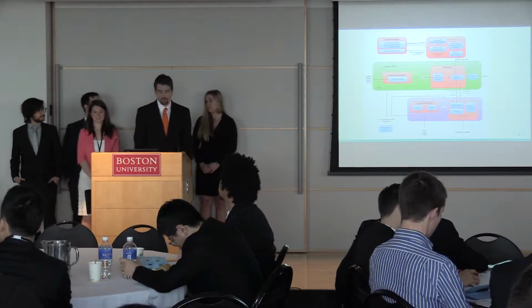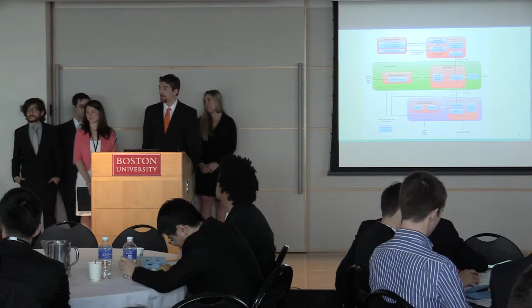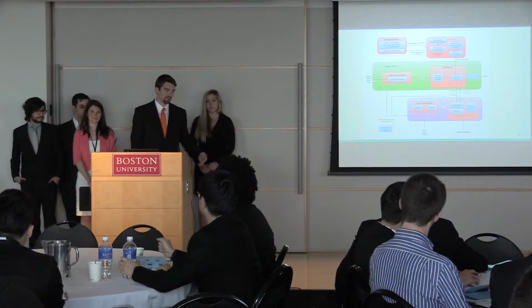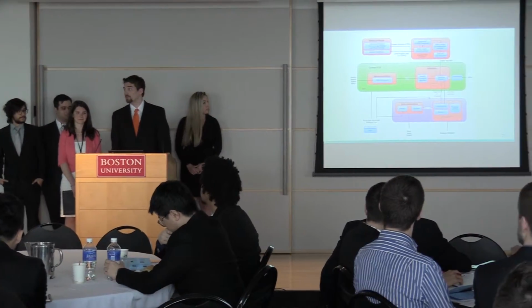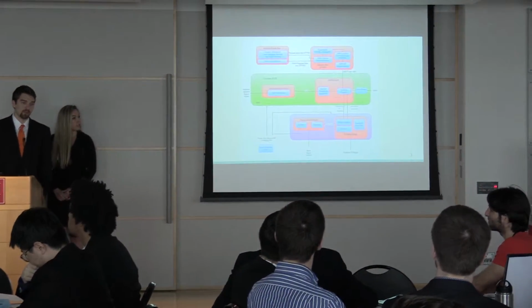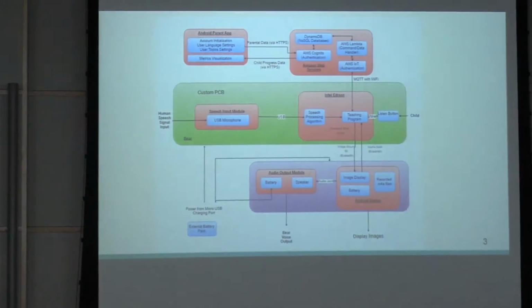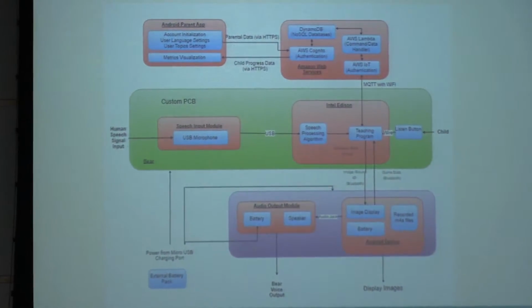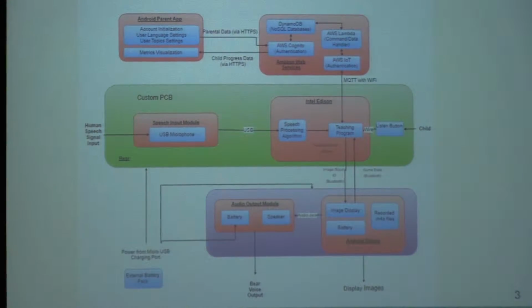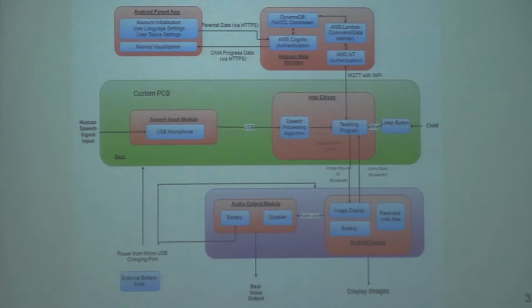A little bit of a technical overview here. I'm going to start in the top left corner. We have an Android parent app. This is meant obviously for the parent, and this will be used to choose the settings, what language they want to learn, what type of teaching modes, etc. This communicates via HTTPS to an AWS instance where we have a DynamoDB database that contains all of our vocabulary words and all of the translations of all of those words, as well as statistics of how well the child is doing, etc. And those are also displayed on the parent application.